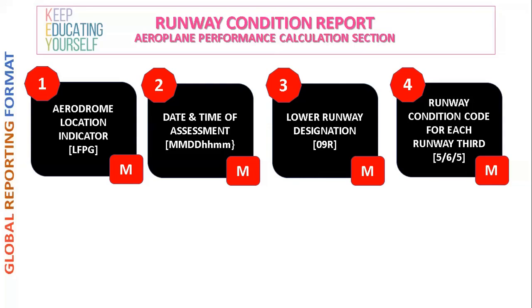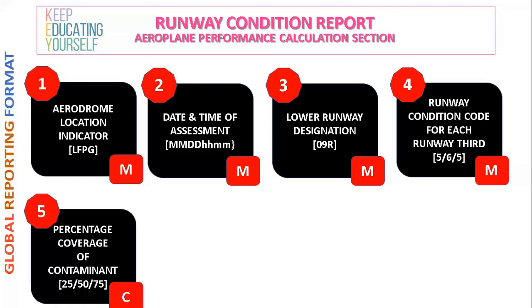The direction for listing of runway thirds, I have already told, will be from the lower designator runway only. And this is a group of 3 characters separated by a slash. So the first 5 shows that it is for the first third of the runway. The second third of the runway condition code is 6, and the third third of the runway condition code is 5.